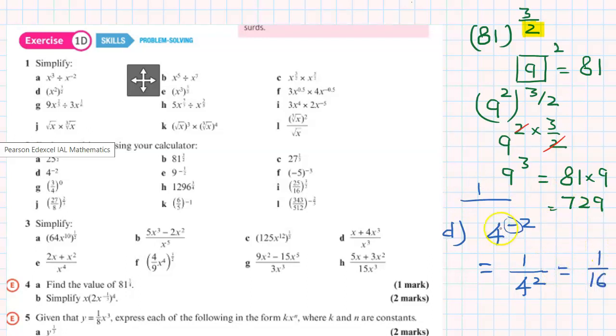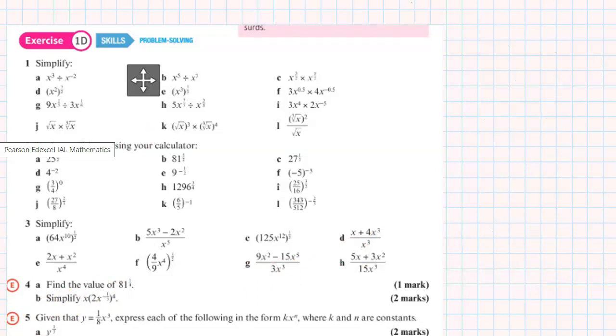So that is equal to 1 over 16. Now we have this question, 3 over 4 to the power 0. Anything to the power 0 is 1. We have this question, 6 over 5 to the power minus 1. So 6 over 5, its reciprocal, will become 5 over 6.